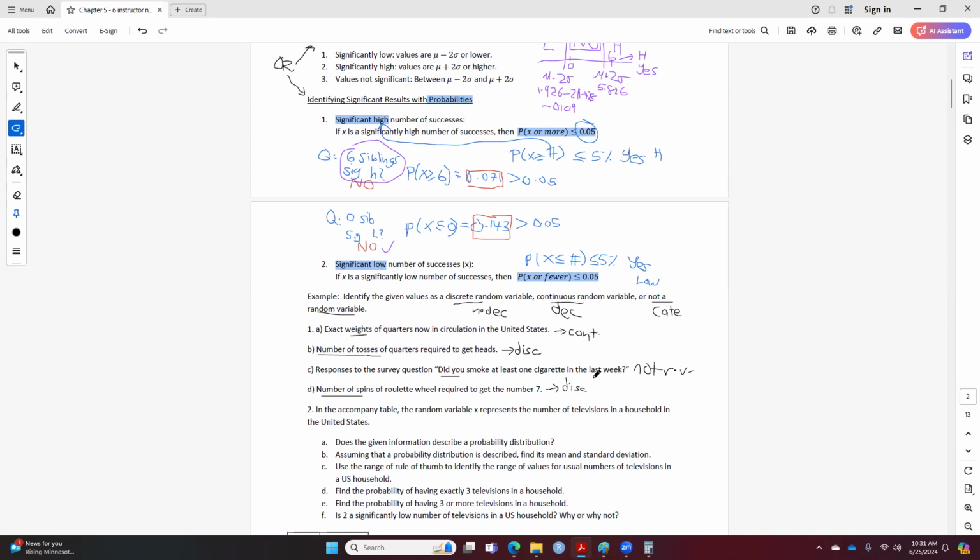Okay. So usually when you see the words number of, it's the discrete type. I just want to point out, I'll give you a hint here. If you see number of, it is usually discrete. This is a little hint for you, so that when you do your homework and you see the words number of tosses, number of spins, number of something, it is usually discrete.